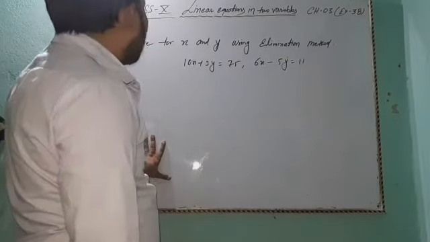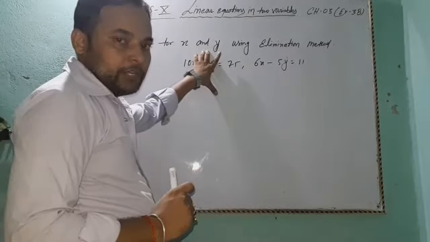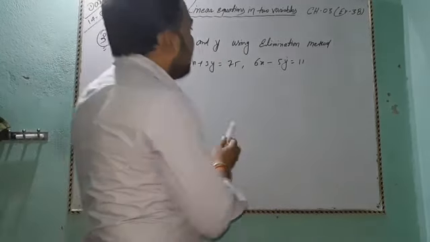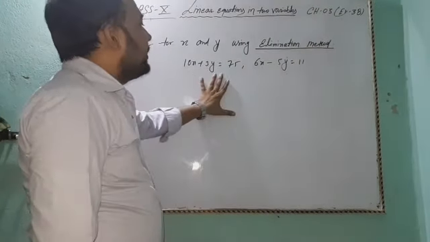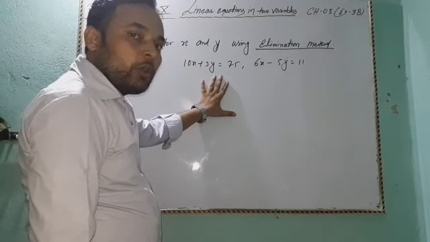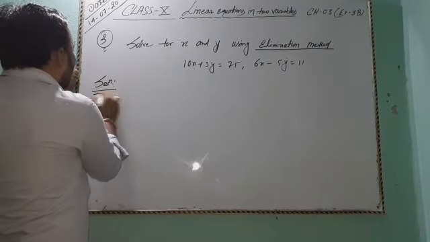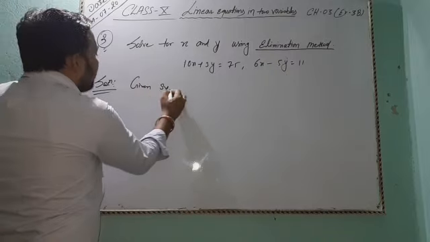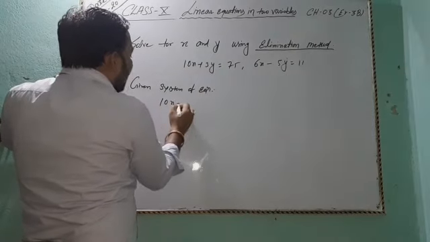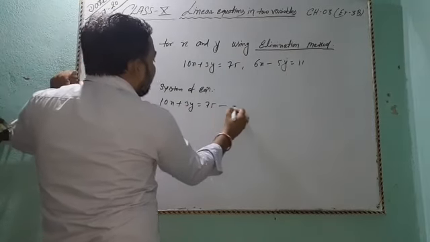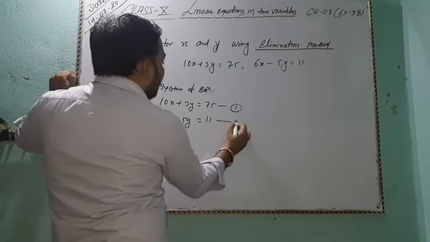Students, our next example: solve for x and y using the elimination method. 10x plus 3y equal to 75 and 6x minus 5y equal to 11. Okay, so let's start. Given system of equations: 10x plus 3y equal to 75, this is equation first, and 6x minus 5y equal to 11, equation second.